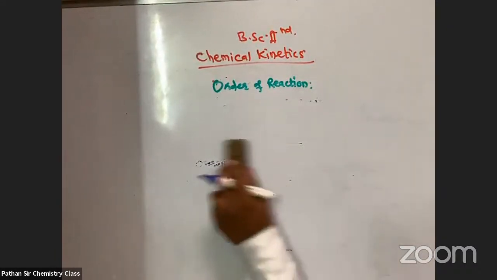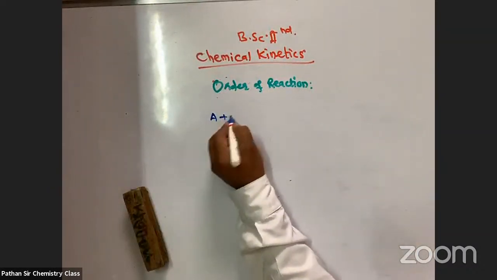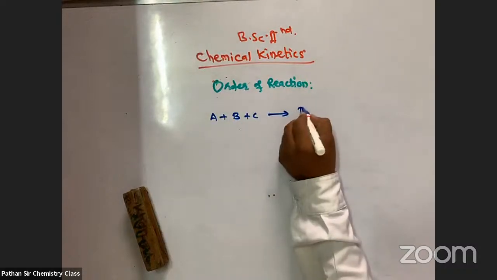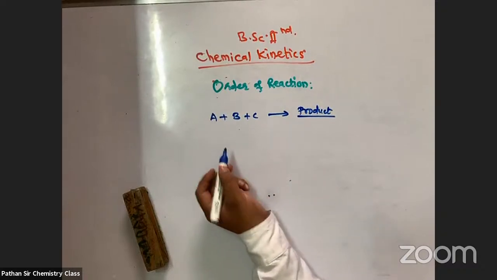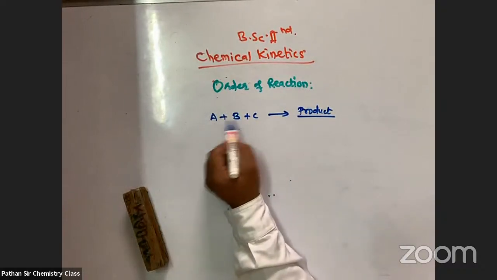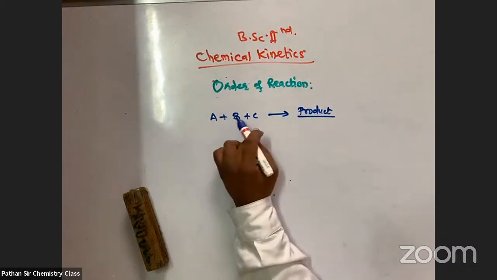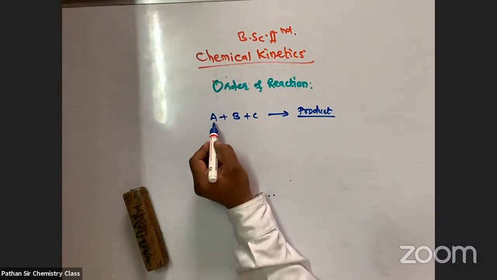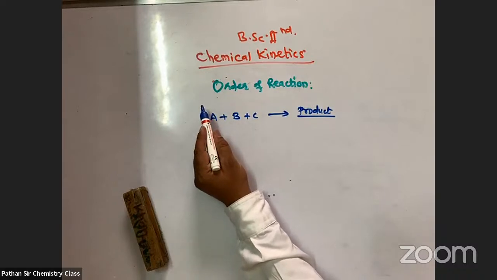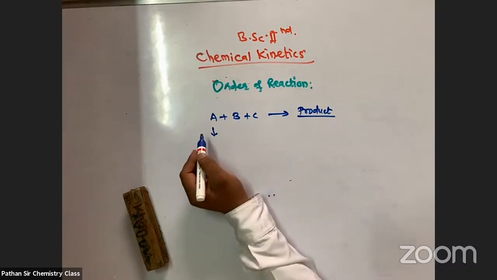Another thing I want to show is, say A plus B plus C gives product. Now you are doing some experiment. You are taking these 3 reactants and they are giving product. You are performing the experiment and now you are focusing on A. You are increasing the concentration of A. As the concentration of A increases, the rate of reaction also increases. When the concentration of A decreases, the rate of reaction decreases.